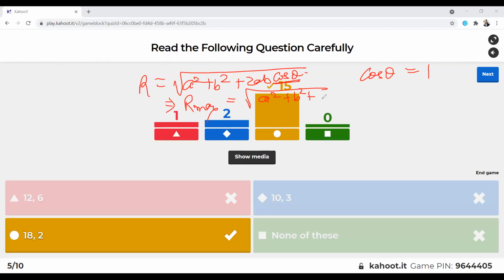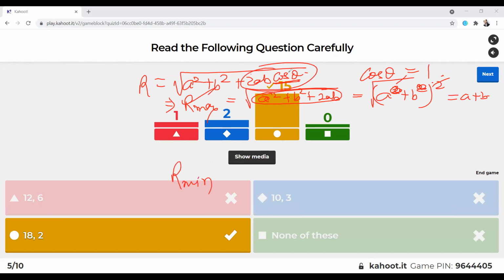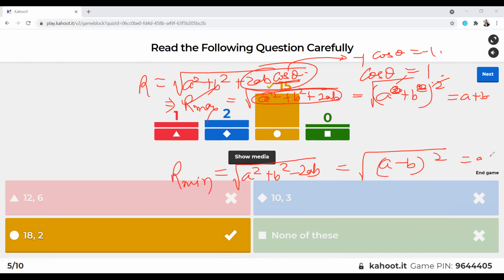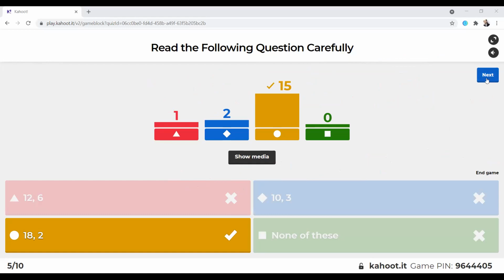cos theta की जगह 1 रख दो, तो ये क्या हो जाएगा 2ab, and this is nothing but a square plus b square. ये क्या हो गया a plus b whole square and उसका रूट, तो ये रूट और ये कट गया, that is a plus b is your maximum value. And we are very much sure कि अगर यहाँ पर एक टर्म को माइनस कर दें, मतलब cos theta, if we put it as -1, then we will get minimum value. So root of a square b square minus 2ab, and that will be root of a minus b whole square. और मिल गया हमें a minus b, right? Next one.